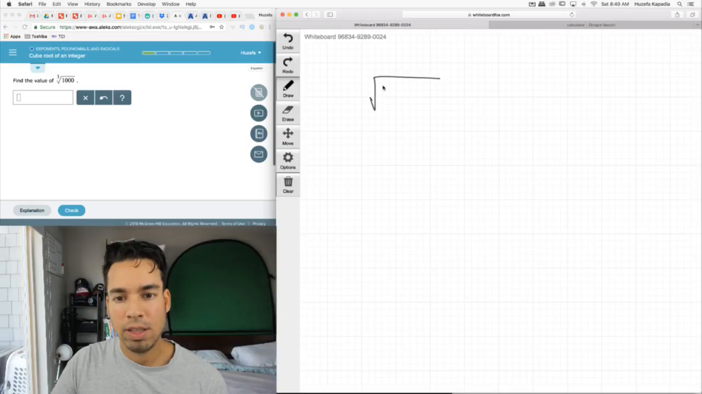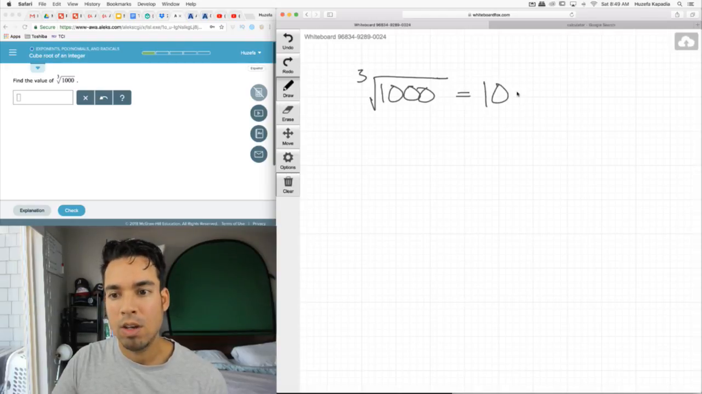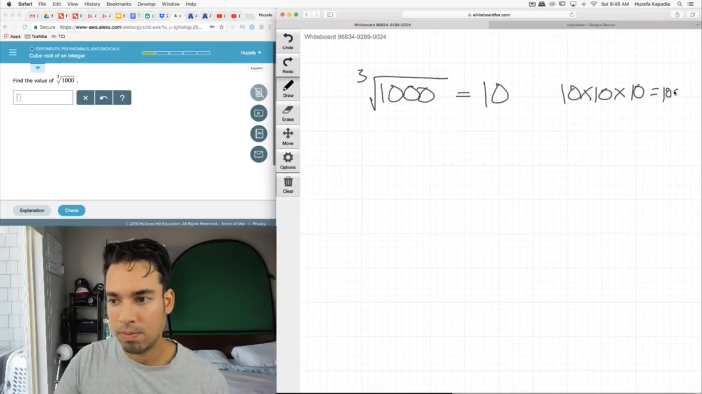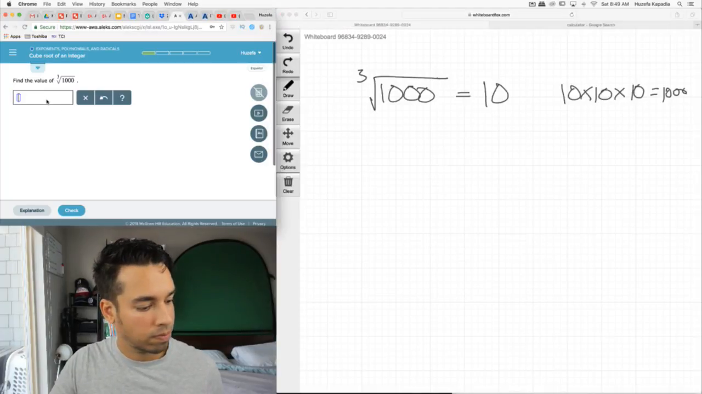All right, cube root of 1,000. What times itself again equals 1,000? This is going to be 10, because 10 times 10 times 10 equals 1,000.